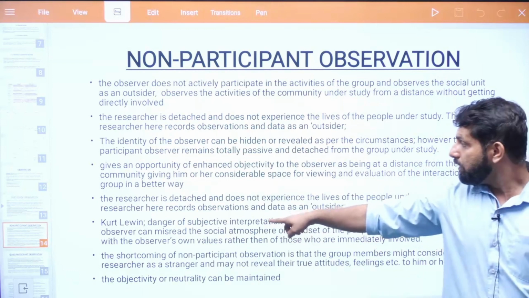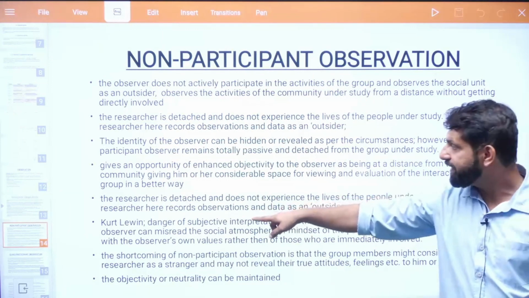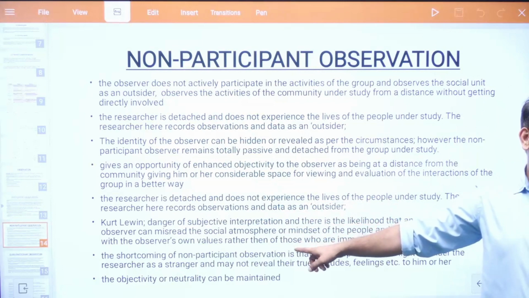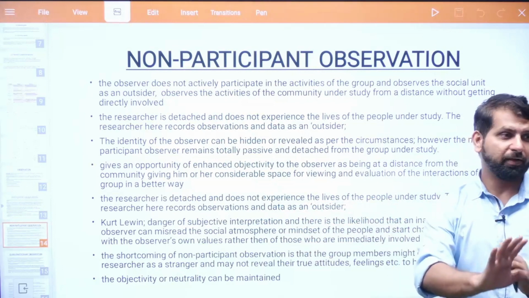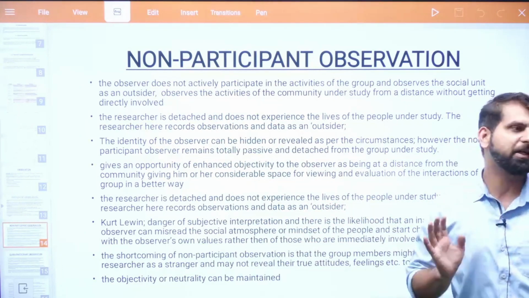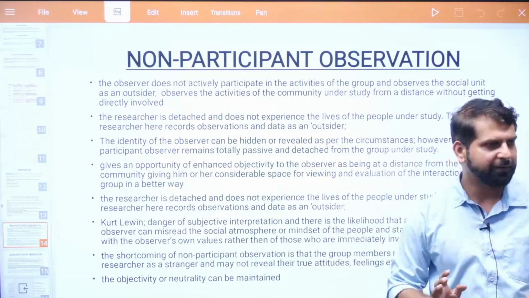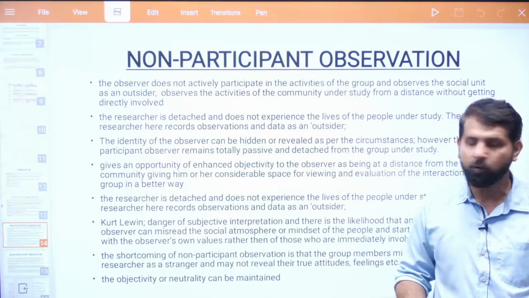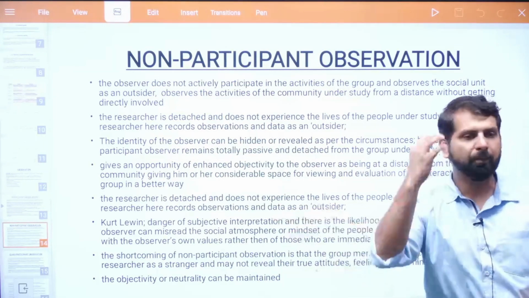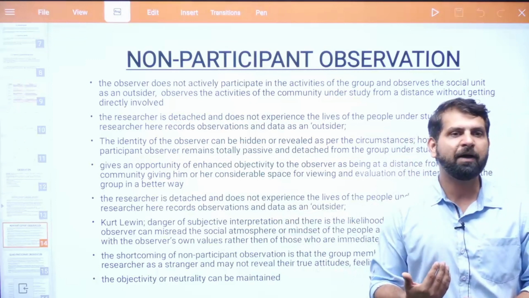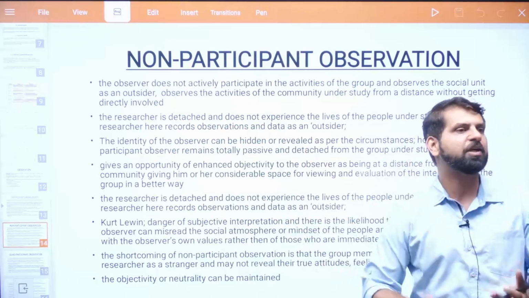See, when Lewin is saying that there is a danger of subjective interpretation, you are observing from outside, so interpretation and translation issues will be there for sure, because you have no one to assist you. If you have a translator, that's a different thing. If an individual can translate it for you, still you do not have a mental construct of how people are thinking, how they are behaving. You do not have an intrinsic justification of their social actions.